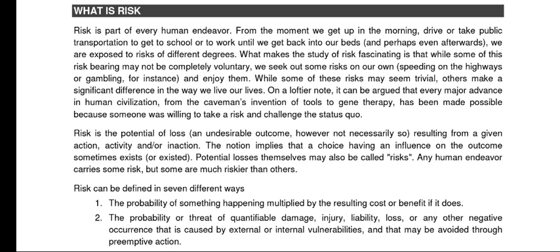Risk can be defined in seven different ways. Number one, the probability of something happening multiplied by the resulting cost or benefit if it does. Number two, the probability or threat of quantifiable damage, injury, liability, loss, or any other negative occurrence that is caused by external or internal vulnerabilities and that may be avoided through preemptive action.